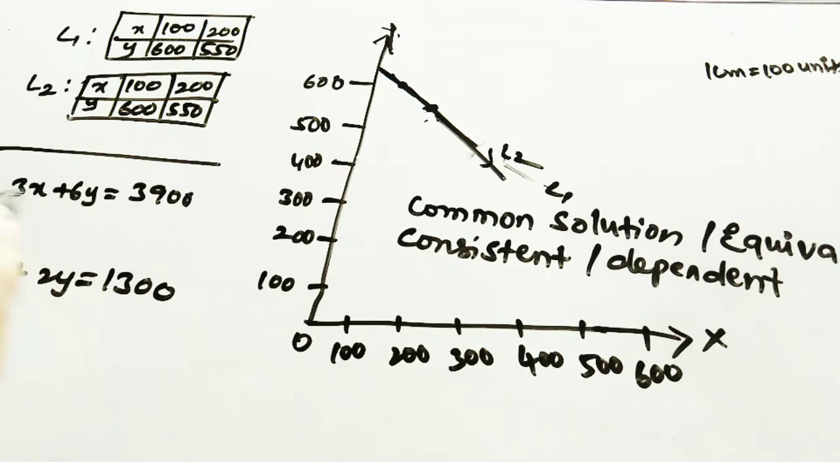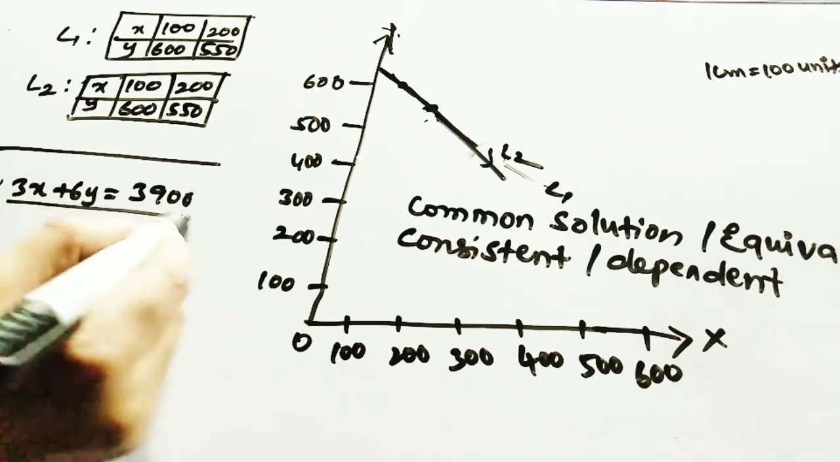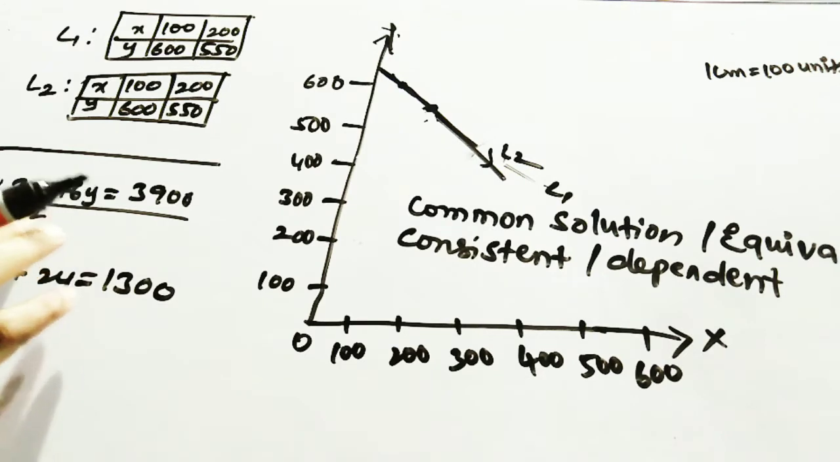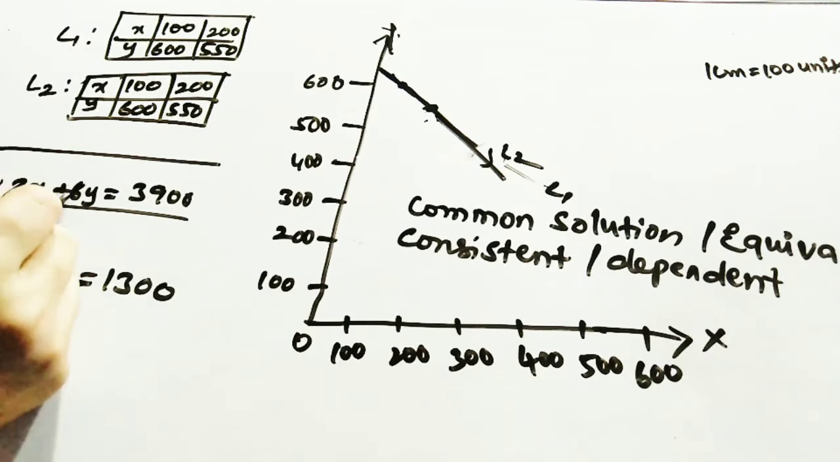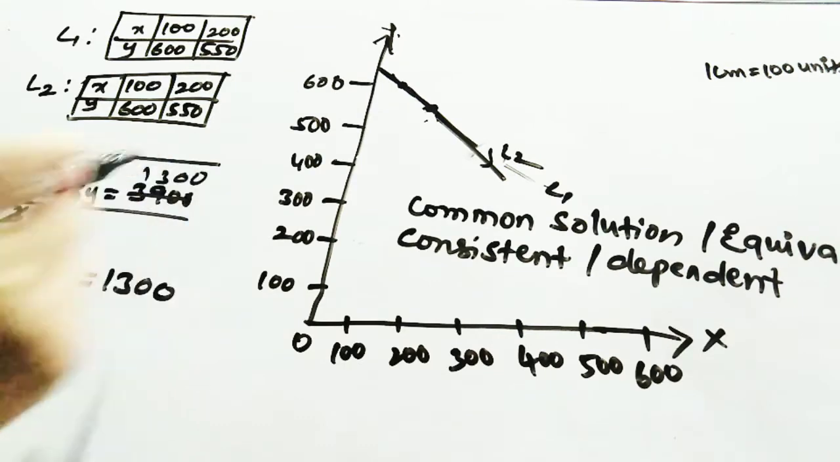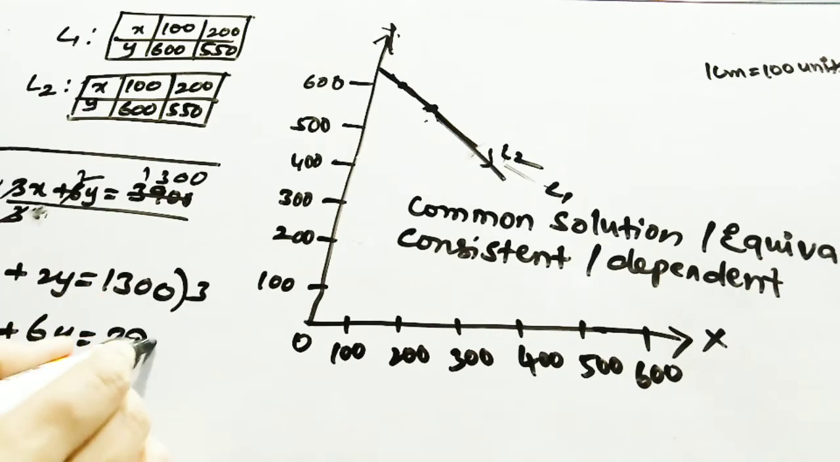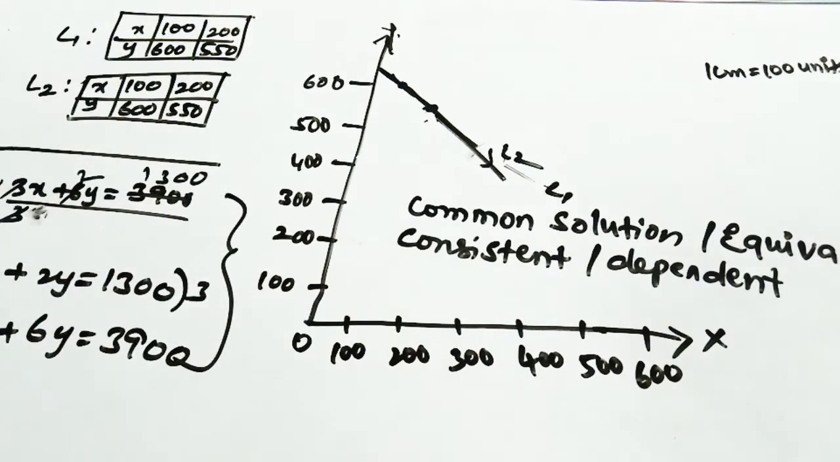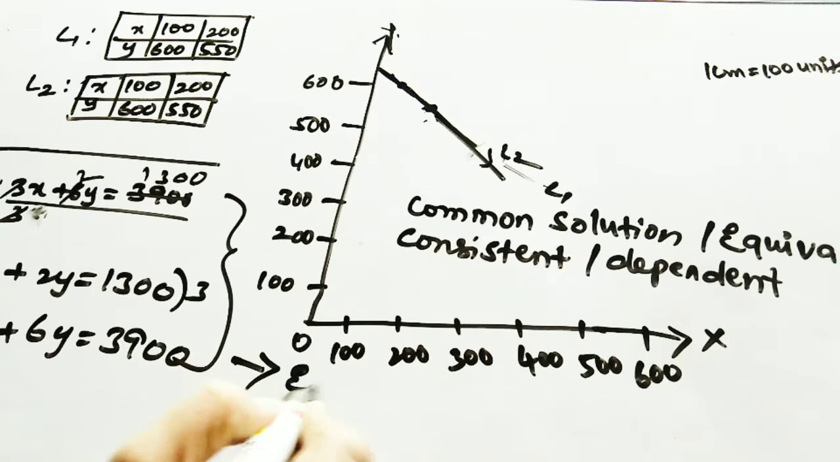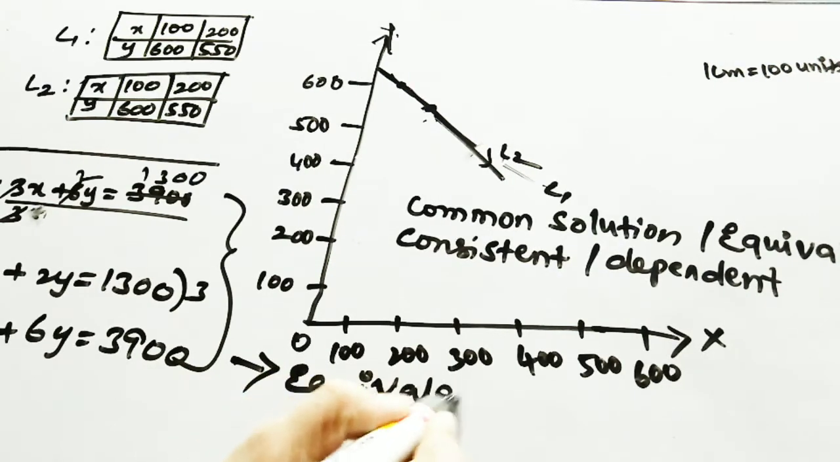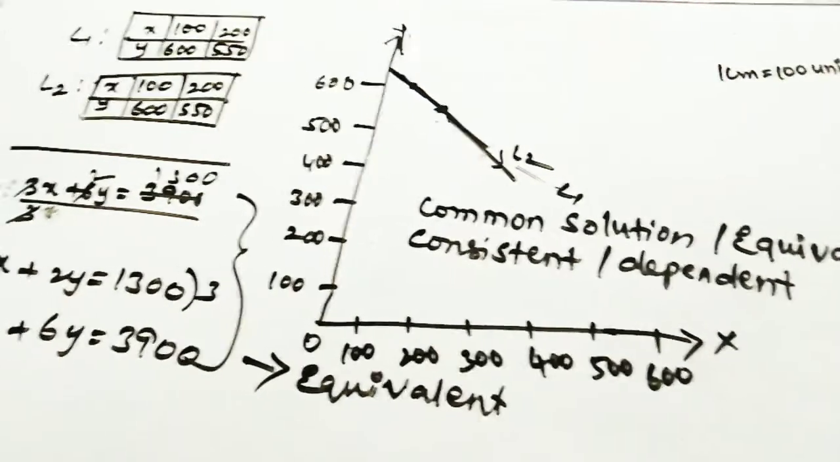Observe the first equation, L1. If you divide this equation by 3, you get x plus 2y equal to 1300, which is the L2 equation. If you multiply the L2 equation by 3, you get 3x plus 6y equal to 3900. It means these two equations are not different equations; they are the same equations. So we call it an equivalent equation, and it is a dependent equation.